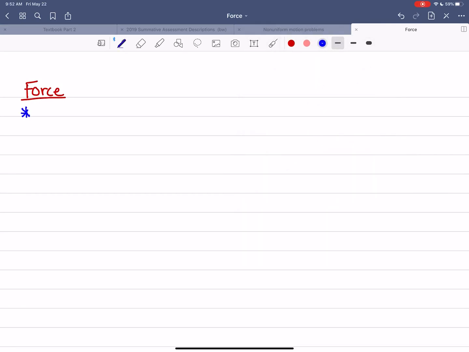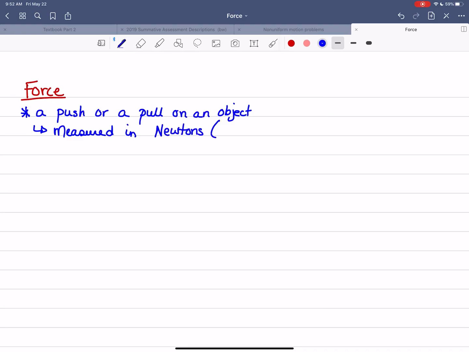So the definition of force is either a push or a pull on an object. This kind of push or pull is measured in a unit called newtons, which gets the letter N. Now, why is it measured in newtons? Because Newton is the one that came up with the laws of motion.